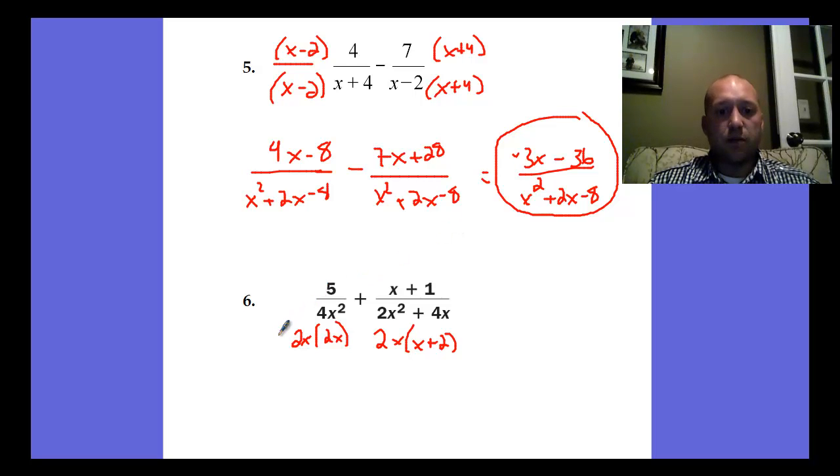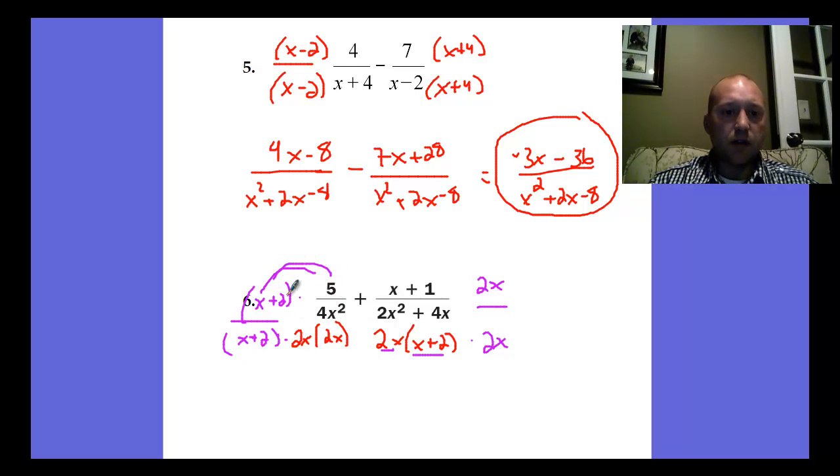So now in the first fraction, we still need to multiply by x plus 2 on the top and bottom. On the second fraction, it has an x plus 2, it has a 2x, but we need two 2x's. So we need to multiply by another 2x. So we can rewrite the problem, multiply the 5 through this parenthesis. We get 5x plus 10.